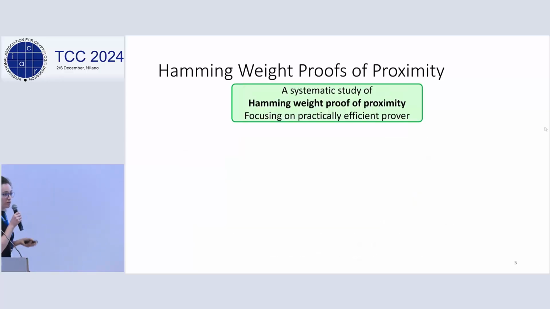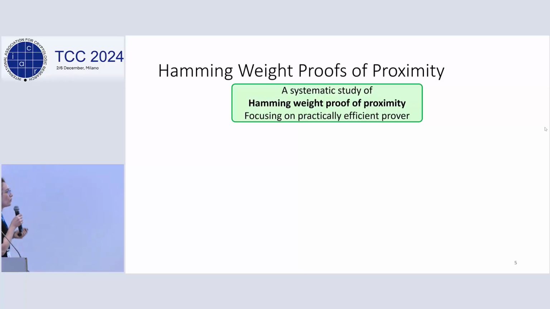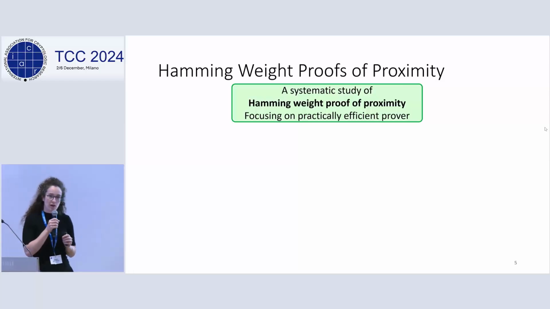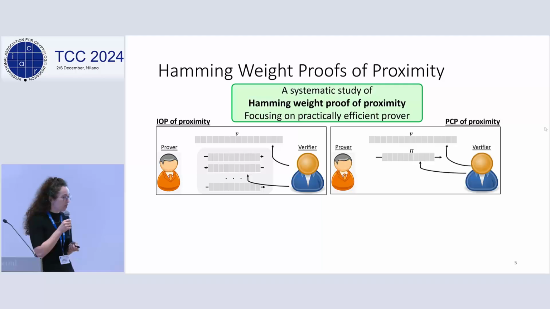In this work, we perform a systematic study of Hamming weight proof of proximity with a practically efficient prover, which means that in any of our constructions, the prover is very efficient. In each of the models, the verifier reads only a small number of bits from the input. So in the IOP model, the prover and verifier interact, but the verifier is restricted to read a small number of bits from the prover messages.